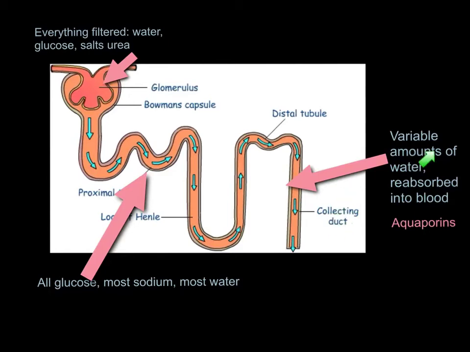And this part depends on whether you are already dehydrated or whether you are overhydrated, so you have too much liquid in your body. This happens through a series of these little pores in the collecting duct, which are called aquaporins. So aqua meaning water, porins meaning holes. And these aquaporins are controlled by a hormone that we will look at in a moment. And that controls basically how much water is going to re-enter the bloodstream or will alternatively stay in the collecting duct.